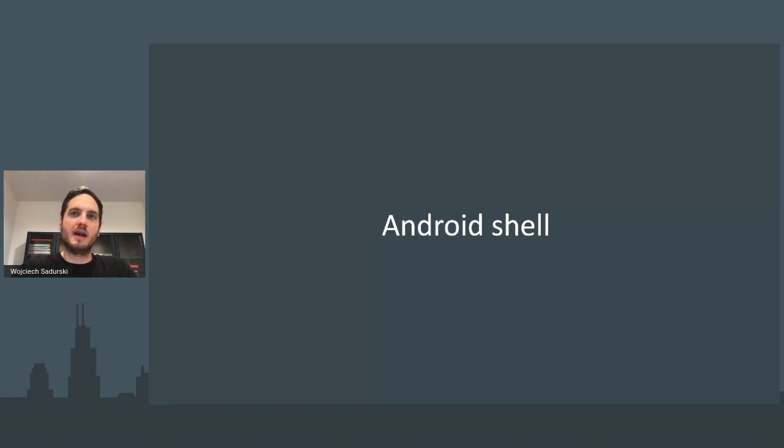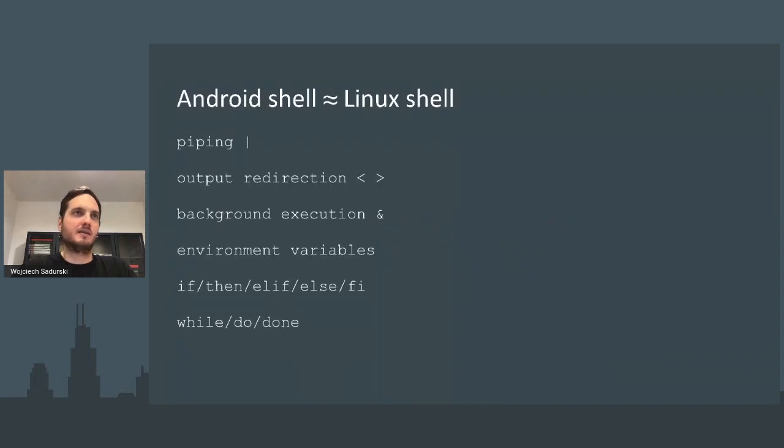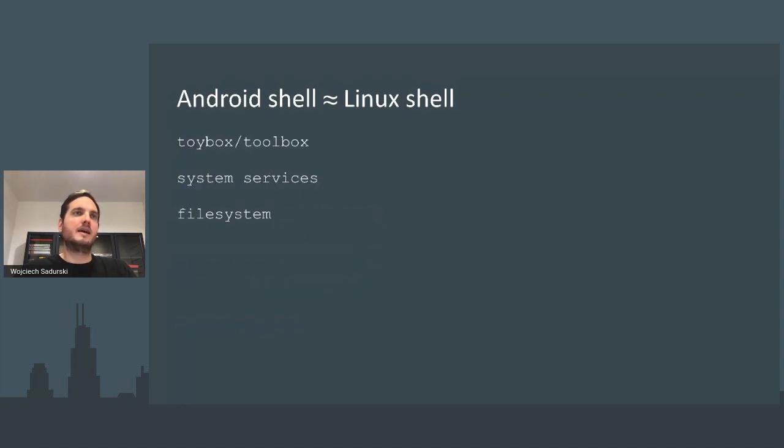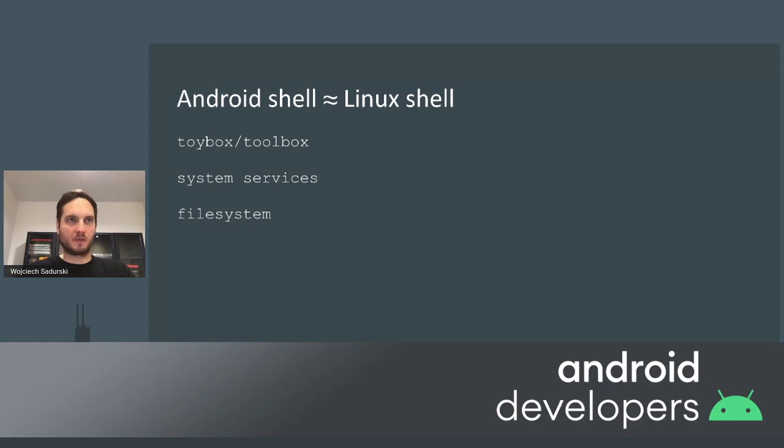Now, once you're in the Android shell and you have the command line interface, you can interact with it pretty much in the same way as with any other Linux shell. So you're capable of piping, you can do output redirection, background execution, and you can use conditional statements as well as loops. And on top of shell, there is also a multitude of different interesting binaries. We perceive them as just shell commands, but they are in fact programs which belong to something called Toybox.